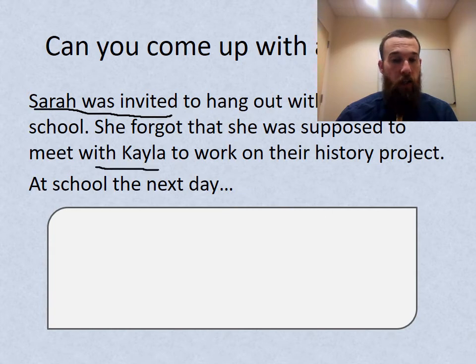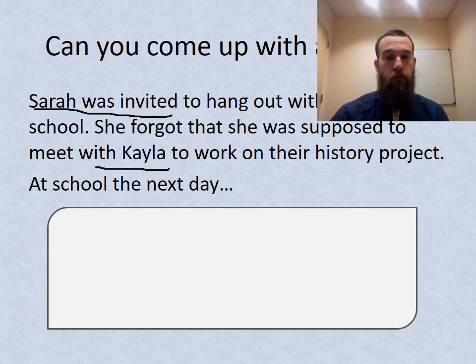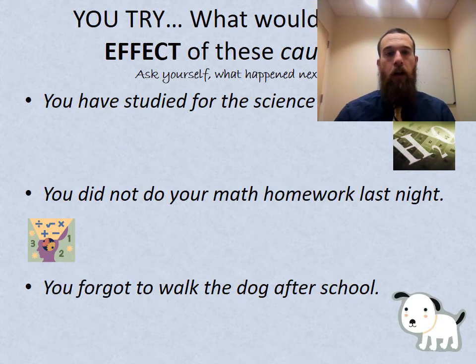And then we have Kayla, who's waiting for her friend. So she might feel like her friend didn't show up, so she might have a way that she's feeling as well. So your effect could definitely be revolving around Sarah. It could definitely be revolving around Kayla, and either of those would be right. So I'll leave that one open-ended and see if you guys can come up with your own. That'll be one of the questions that's attached to this slideshow. And then here's a couple more.